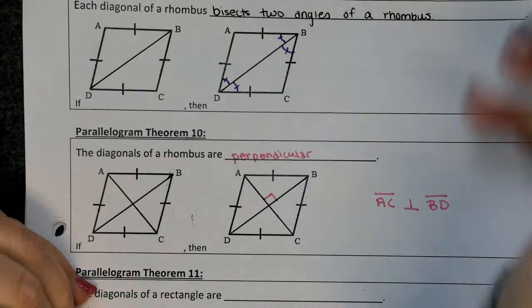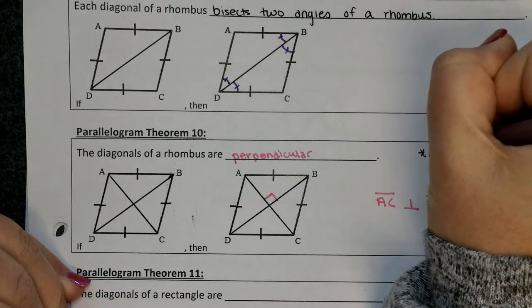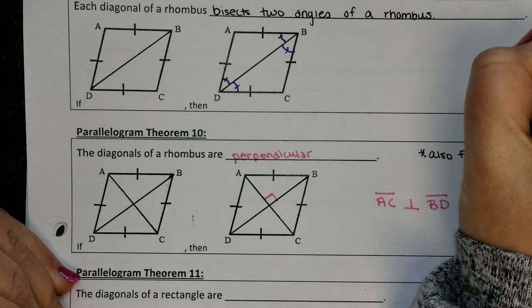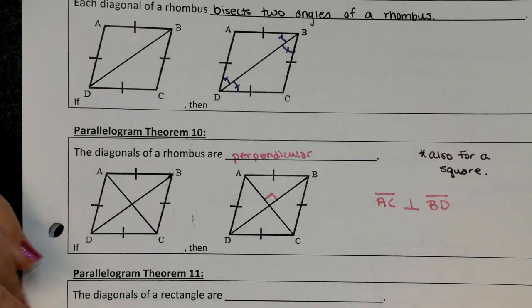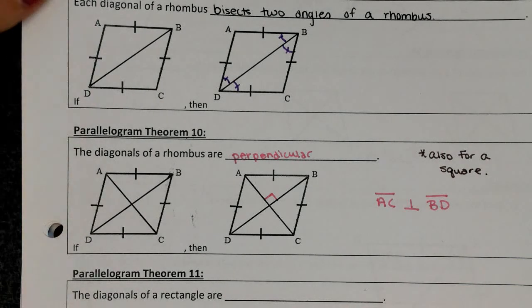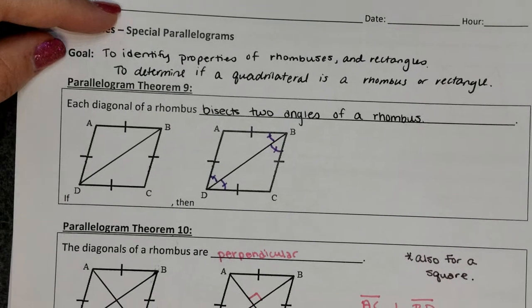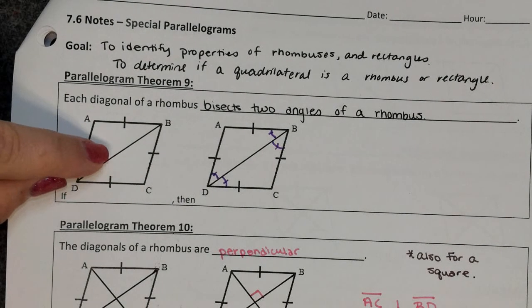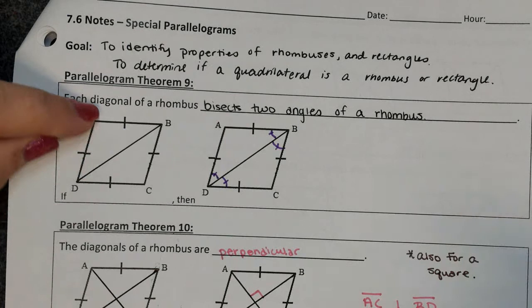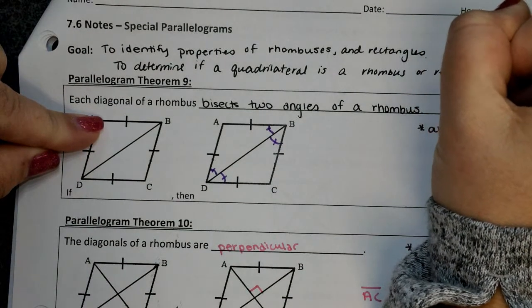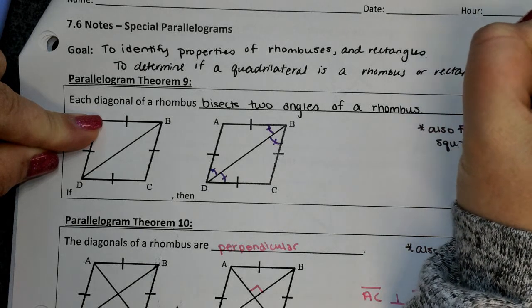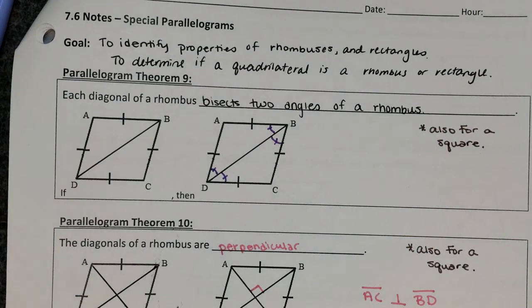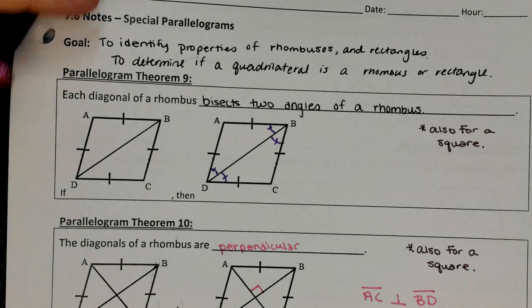So I'm going to put up over here, also for a square. Because a square is a type of rhombus. It's a more specific type of rhombus. So if this one up here also applies to a rhombus, what do we know about this one? That it's also going to apply for a square as well. Because a square, again, is a rhombus. It's just a more specific type of rhombus.